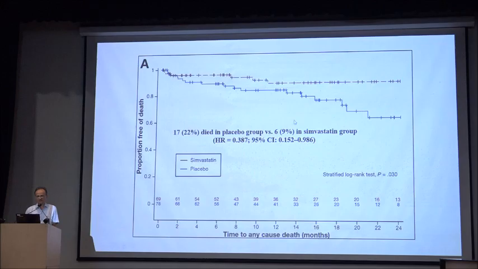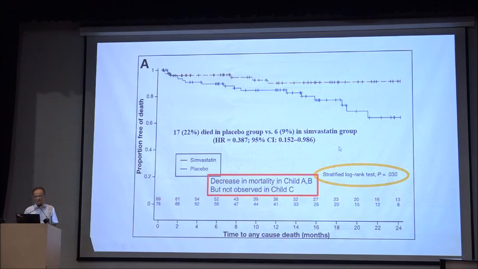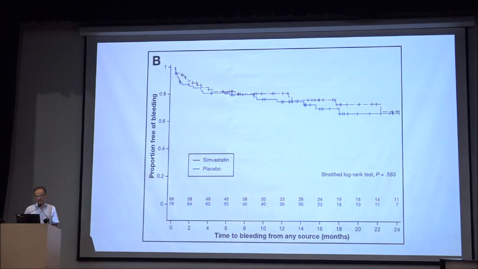And in this study, it was found that nearly 22% in the placebo group died compared to 9% of patients at the end of 24 months. And the effect was more seen in Child A and B, but not in Child C. So again, emphasizing, just like the anticoagulants, the statins may be more effective in the initial stage of liver diseases. And the proportion free of bleeding was similar, but there was a mortality benefit, indicating that maybe the statins reduce the severity of the variceal bleeding, so the outcome of that bleeding is not as serious.